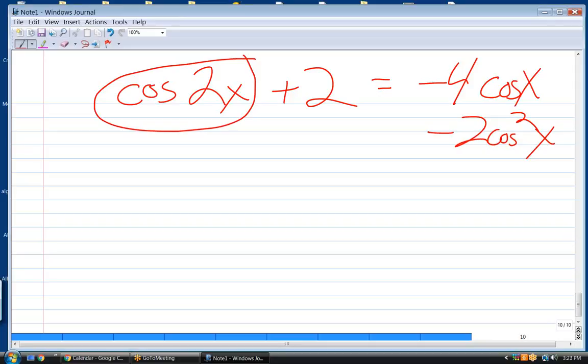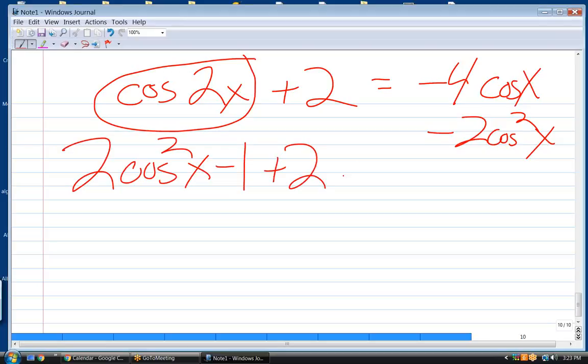So what identity should I use for cosine of 2x? You got 3 of them. Let me think. I could use cosine squared minus sine squared. There's 2 cosine squared minus 1 as well. That's the best one. Why? Because now I have everything in cosine x. Once you get everything in cosine x, now you can apply the quadratic to it. I don't have multiple trig functions.